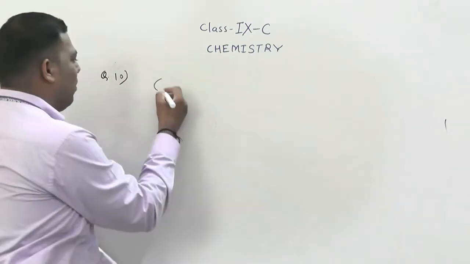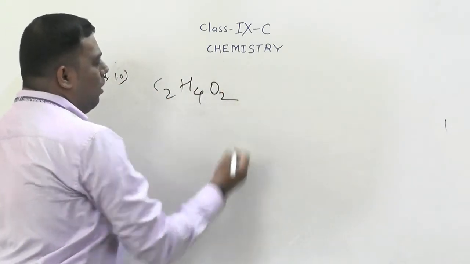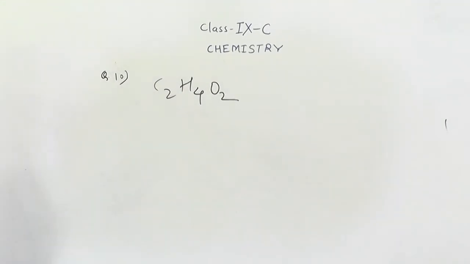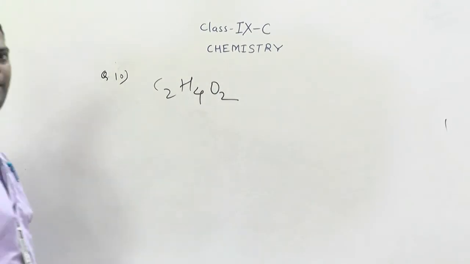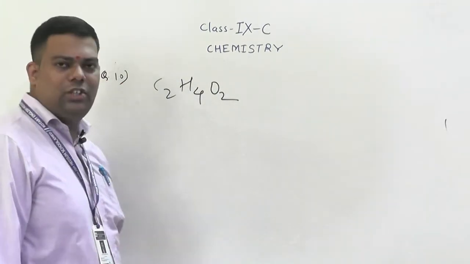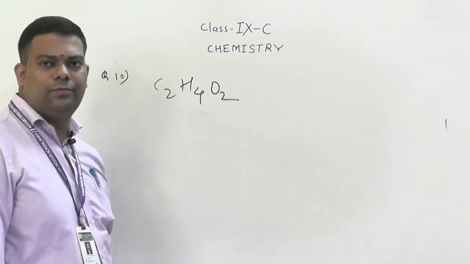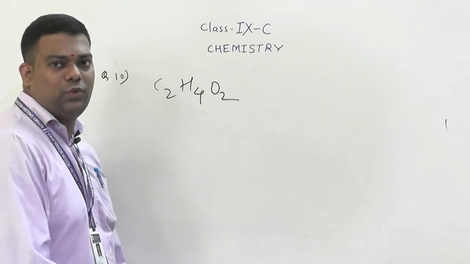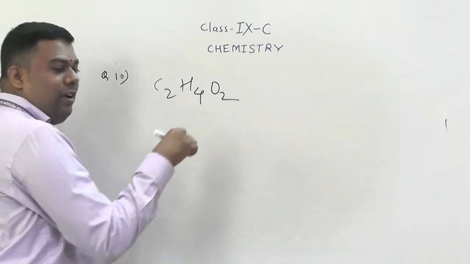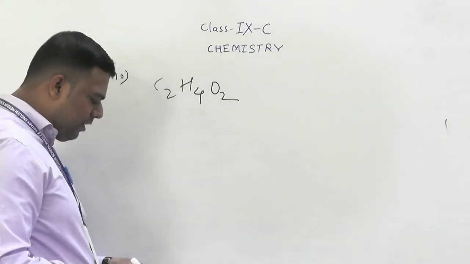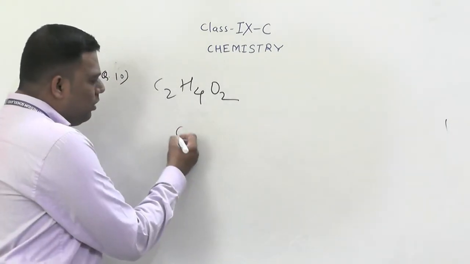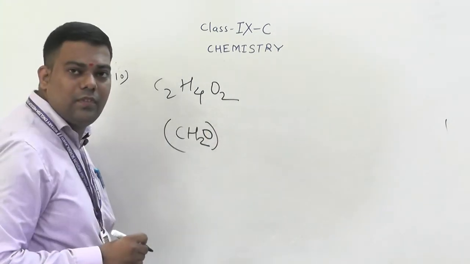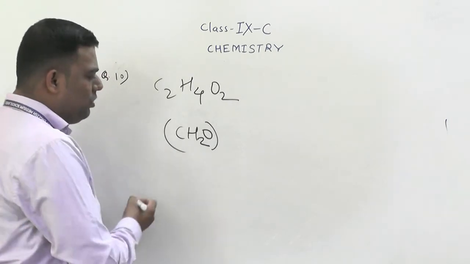So we will come to our question. C2H4O2, its empirical formula. We are going to find out the empirical formula, meaning the simplest whole number ratio. So see, they gave different options. CH2O, it is your option, CH2O.